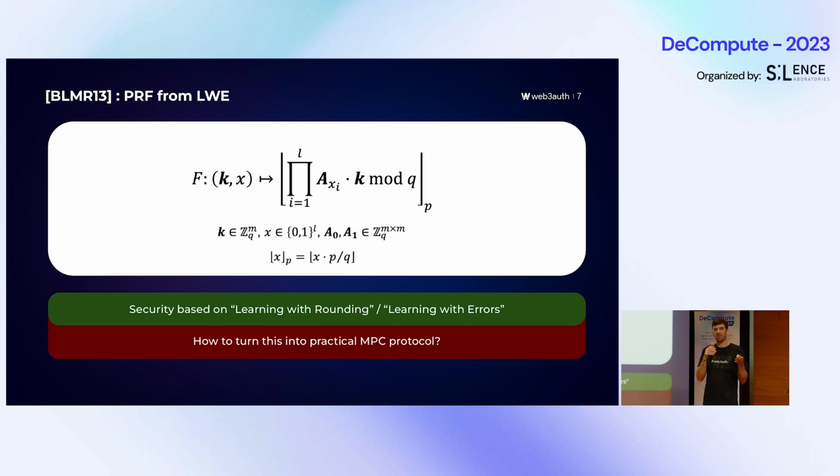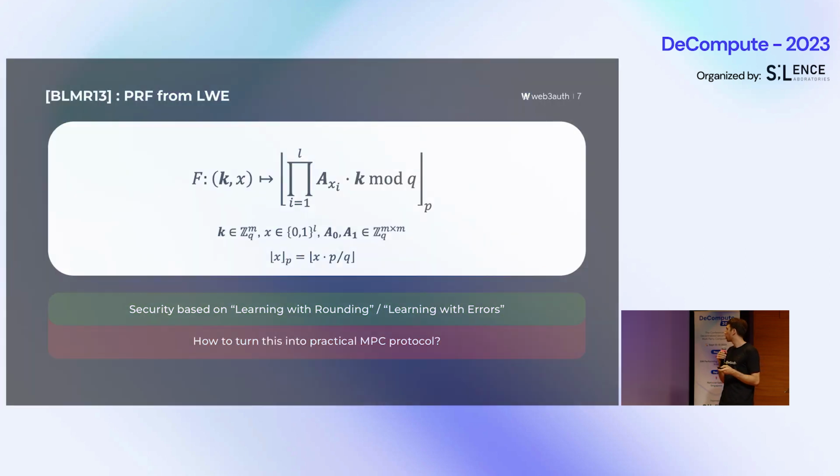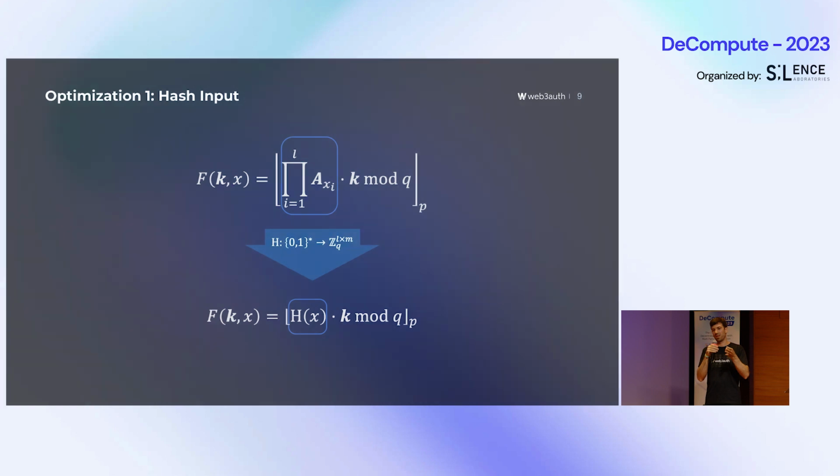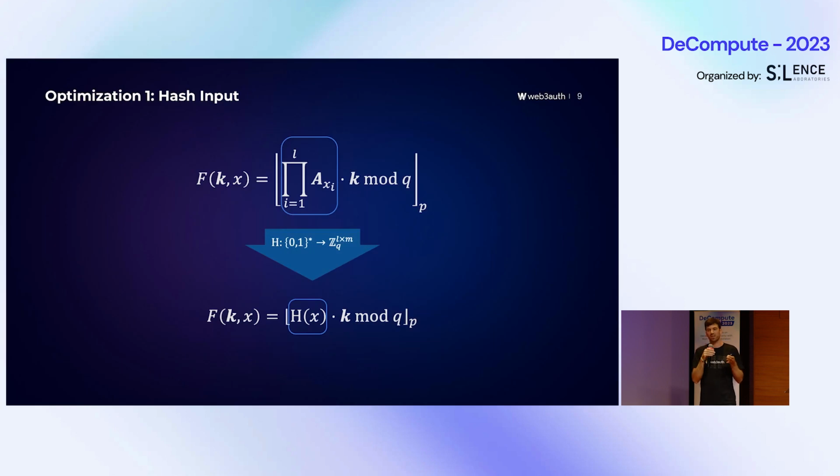Okay, so this is the single party PRF that we have been starting with. How do we turn this into a distributed PRF protocol? I am going through three optimization steps that make this more practical and will lead to something that can be evaluated efficiently in MPC.